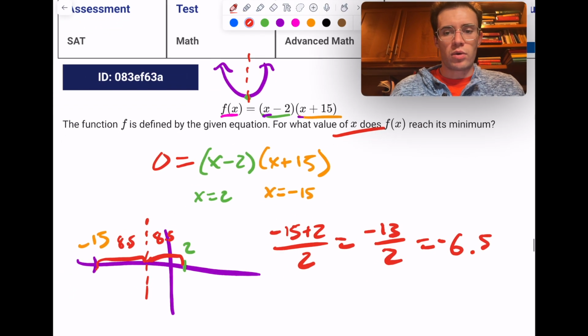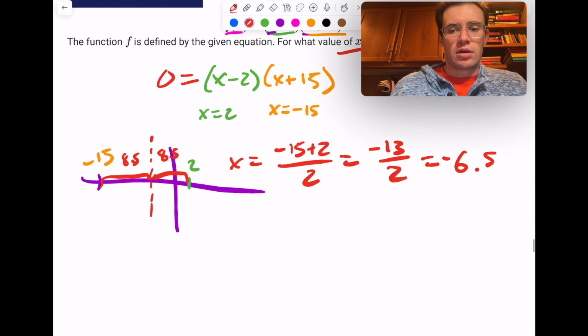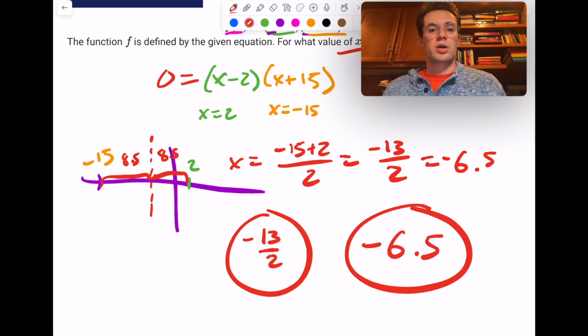So for what value of x, we said it was x equals this. So negative 13 halves is an acceptable answer. You can write it as a fraction. Or negative 6.5 is also an acceptable answer. Either of those will work.